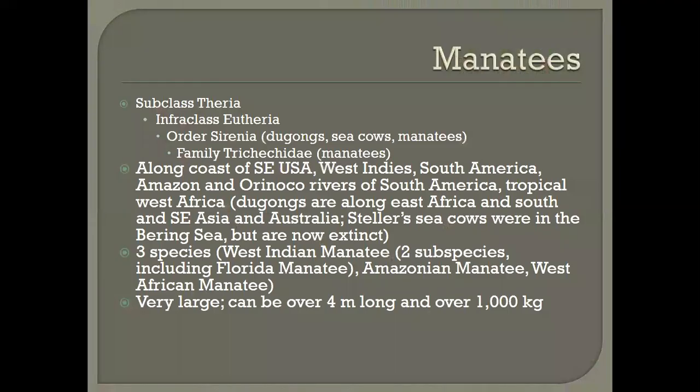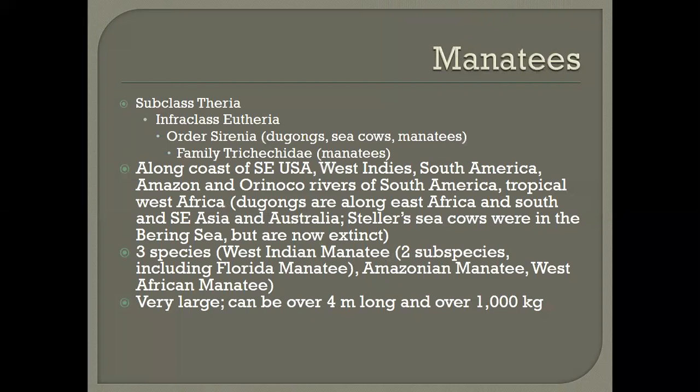Manatees are our next group. They're the order Sirenia, dealing with that word siren from Greek mythology. This includes the dugongs, the sea cows, and the manatees. These occur on the southeast coast of the United States. They're found in the West Indies, South America, the Amazon, the Orinoco River. They are found in tropical Western Africa, and they were found in Southeast Asia and Australia, as well as the Bering Sea. Steller's sea cow was one that was well documented in its hunt to extinction.